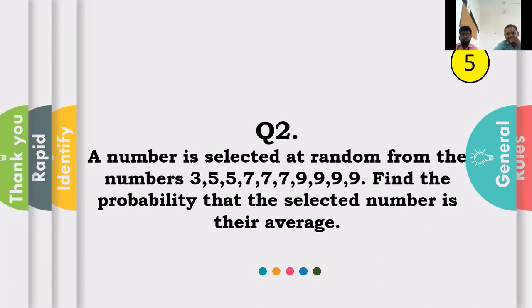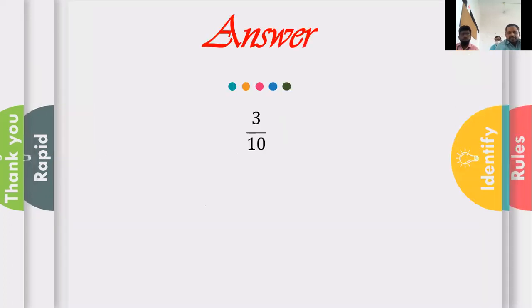So 0.3. Well tried, well tried. Let's check the answer. It's correct, beta. Very good. Now the second round is completed here.